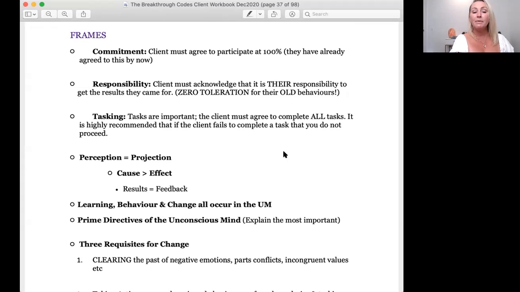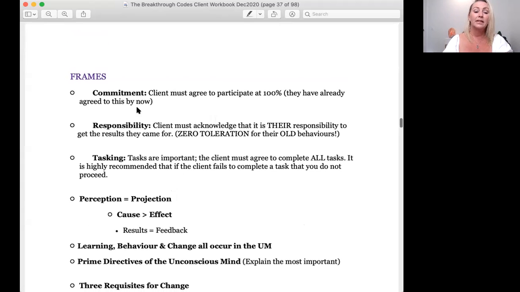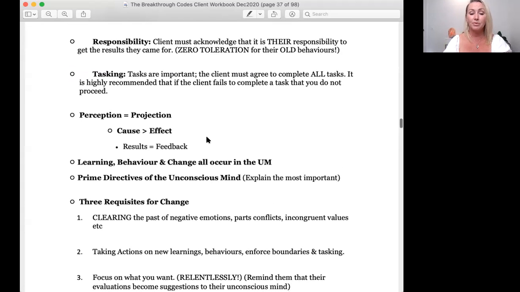So you set up the frames here, talk them through what it means to be 100% responsible, and they would have already agreed to this now, taking responsibility, tasking, because all these things you would lay out in the contract that they would have already signed. So yeah, you talk about perceptions, projection, cause and effect, results and feedback, all of these things, which you can show them, the little pieces that I've given you.